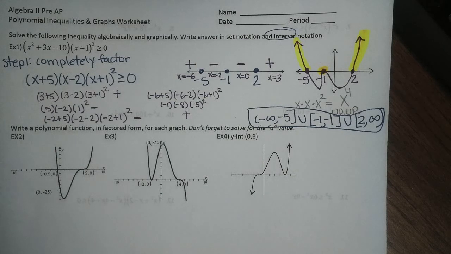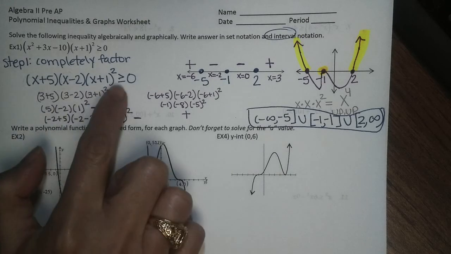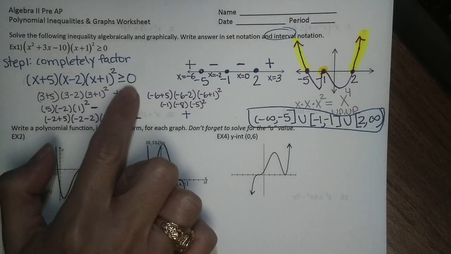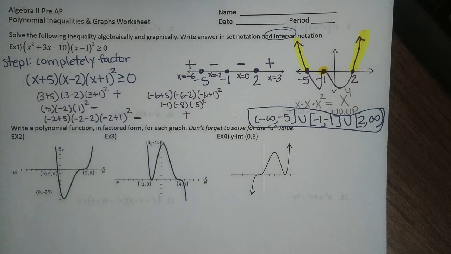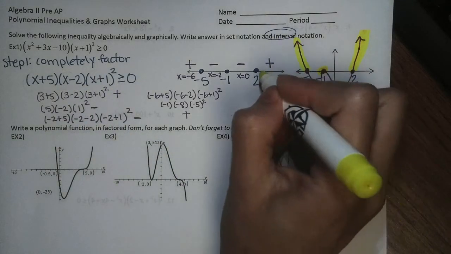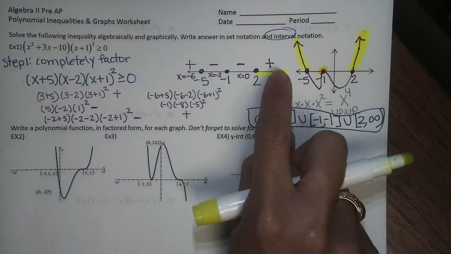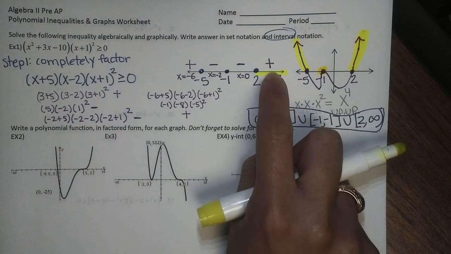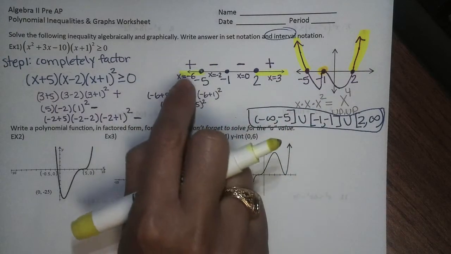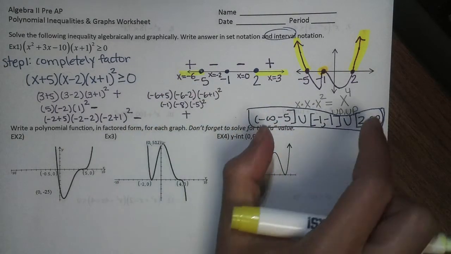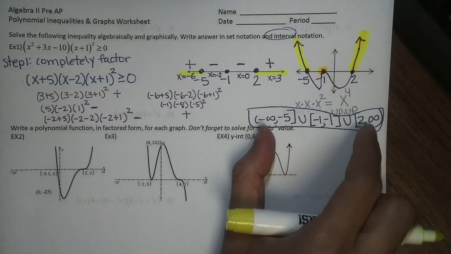So finally, the way you get your answer from the number line is you're still looking at when the polynomial is positive, so greater than 0, or greater than or equal to 0. So same thing. After x equals 2, you had a positive polynomial. Before x equals -5, the polynomial was also positive. And that's how we got these answers.